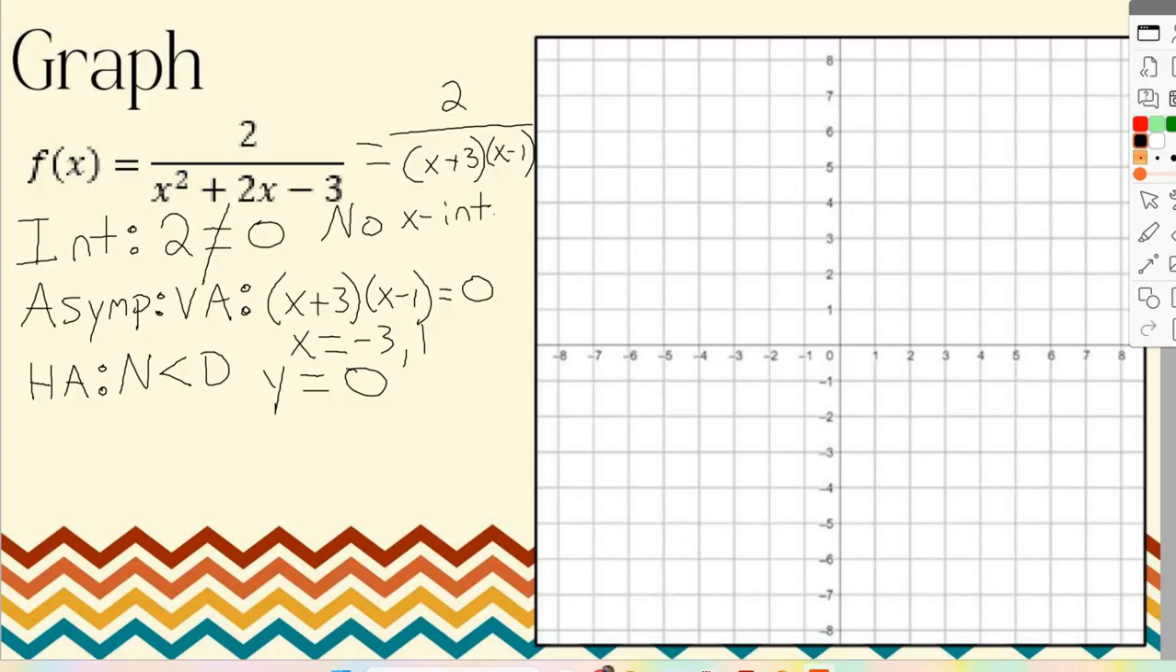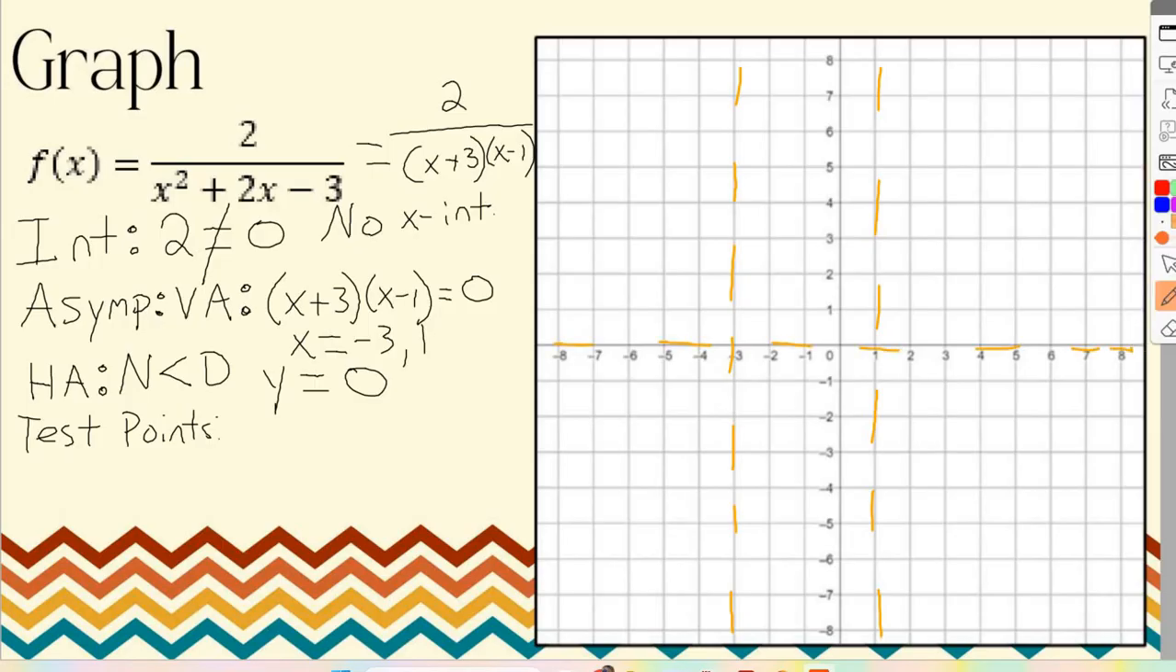Now, are we all okay with all of the stuff that we have found so far? Do you have any questions on whether we got any of those numbers, or why we did things the way we did? Okay, because then our last step is to pick some test points. To do that, I'm going to go ahead and graph some of this stuff, because I think it makes a little bit more sense if we see what it looks like. So we have vertical asymptotes at -3 and a positive 1, and a horizontal asymptote at 0.